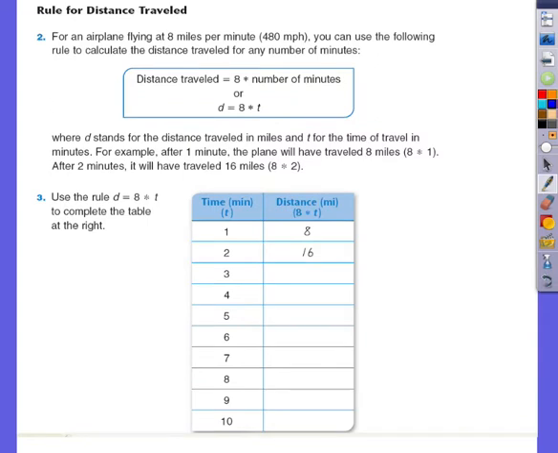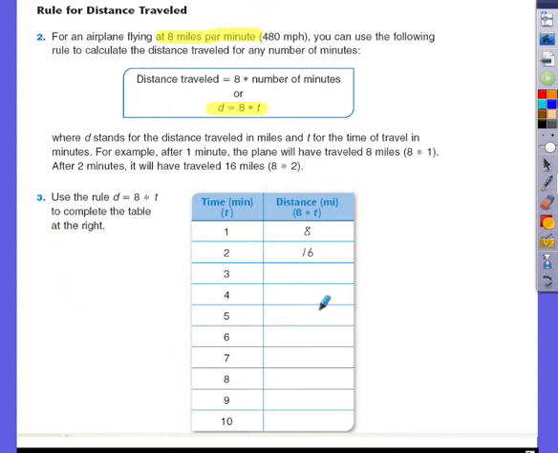Part of your math journal today is going to be working on input-output charts, which we have been practicing quite a bit in our math boxes in the last couple units. So using the information up above, an airplane flying at 8 miles per minute, and it is a-okay to highlight important things here, 8 miles per minute. You can use the following rule to calculate the distance traveled for any number of minutes. So our distance is equal to 8 times our time.